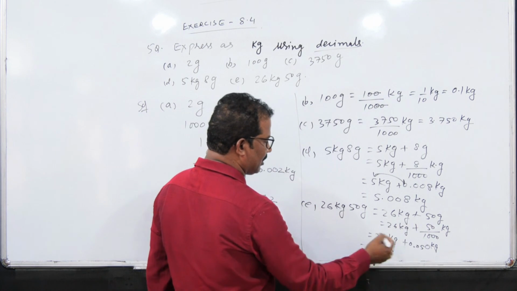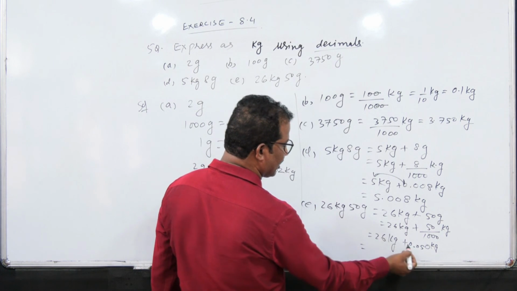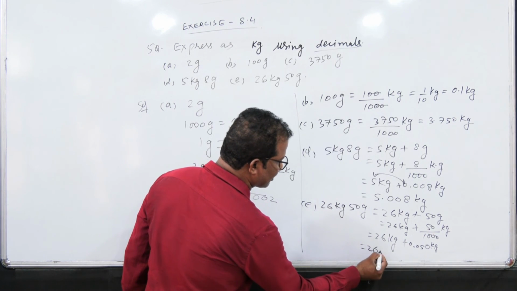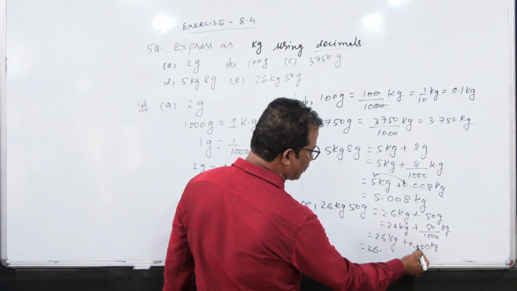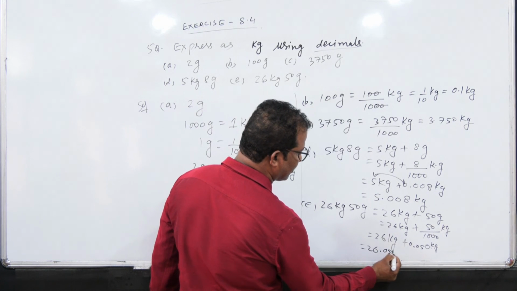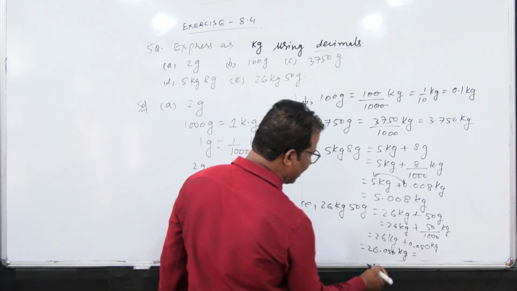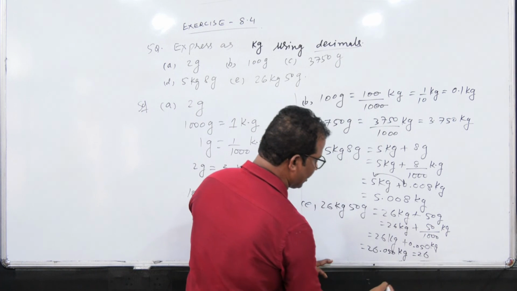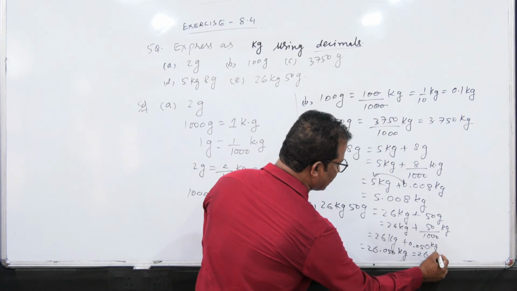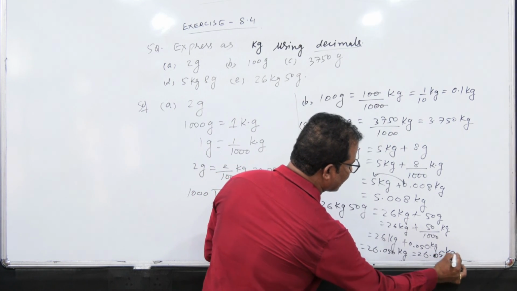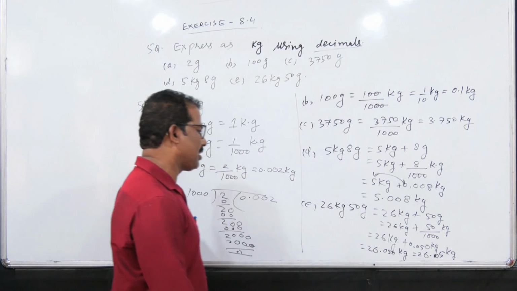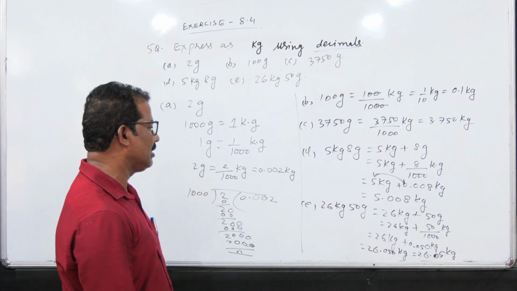So now adding these numbers together, whole number 26 and here whole number 0. 26 plus 0 is 26, then point, then the decimal places 050. That is 050 kgs only. In the last, after the decimal, a 0 is there, which means we can omit it and write 26.05 kg only. So 26 kg 50 grams will now become 26.05 kg only.